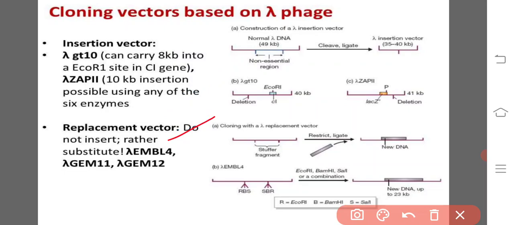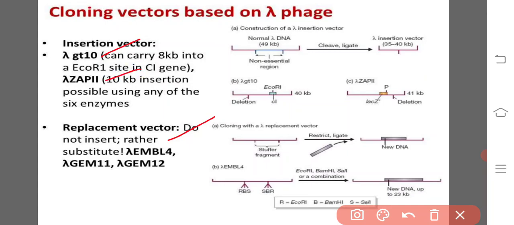Here in insertion vectors, a large portion of the non-essential region is deleted and the two arms of the vector genome are ligated. It has a unique cleavage site for foreign DNA of 5 to 11 kb size that can be inserted. The best examples are lambda gt10 and lambda ZAP II.